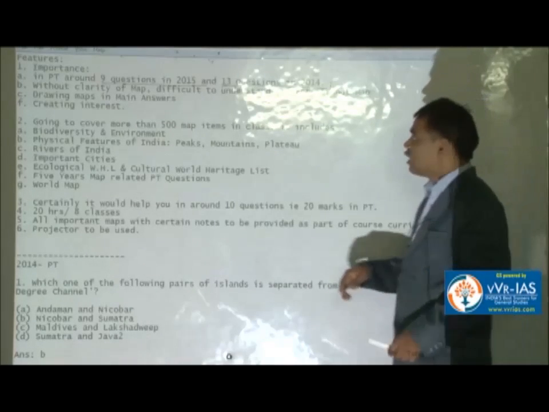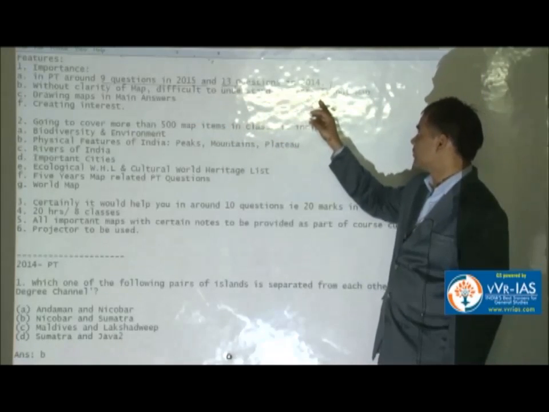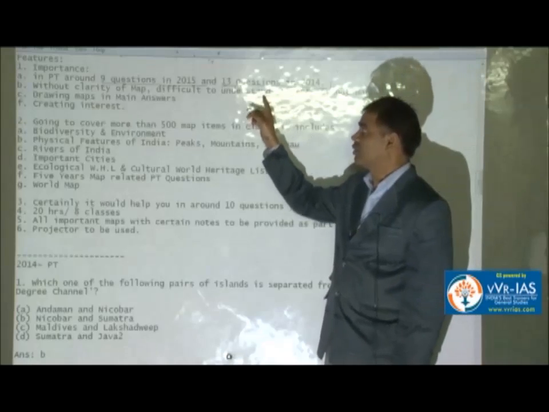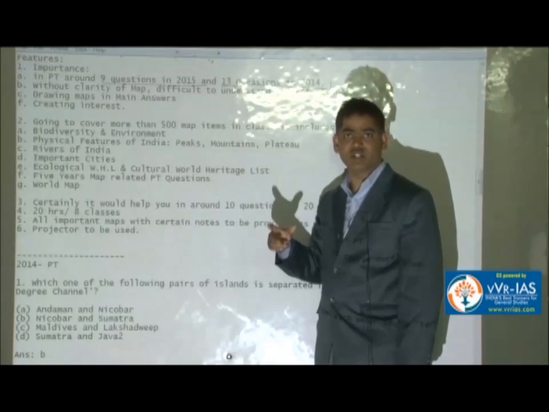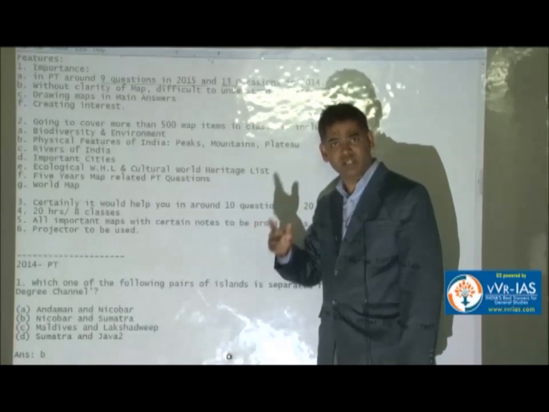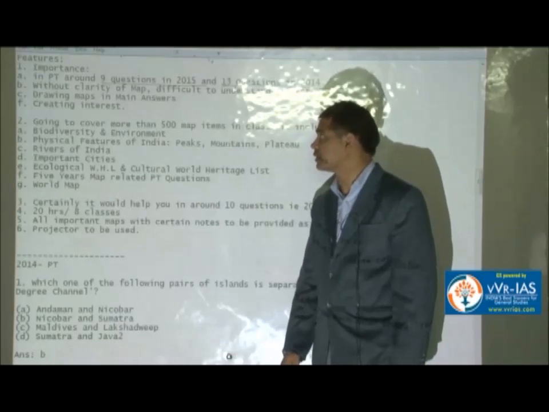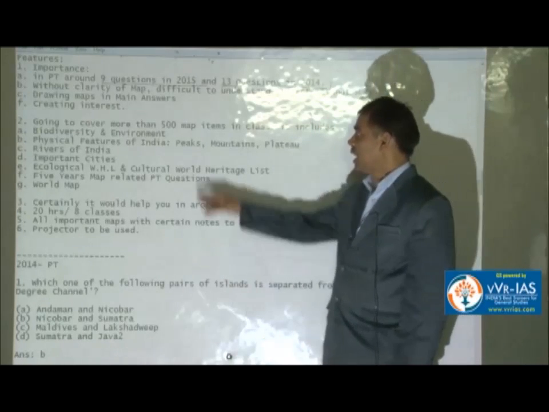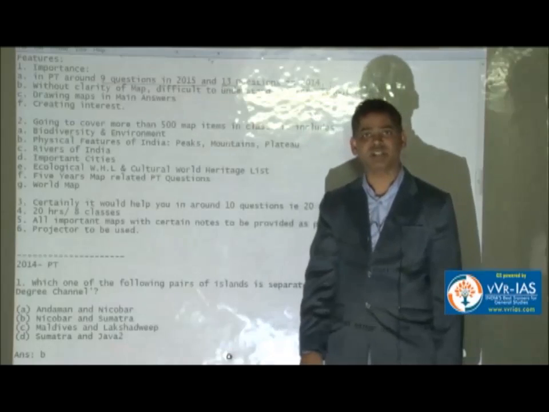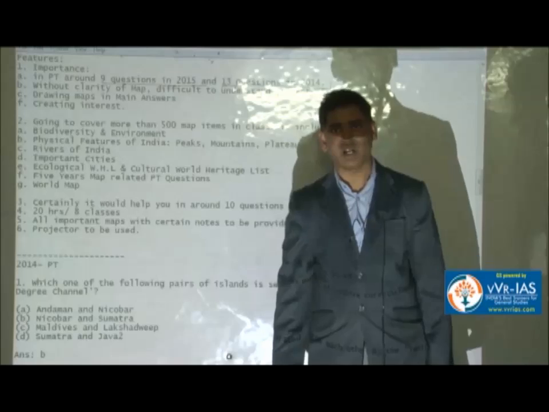Now, without clarity of the map, it is very difficult to understand the concept, and hence it is always required to go through the atlas and the geography through map classes, or without class also if you want, then be in continuous touch with the geography through the map concept. Now, drawing the map in the main answer writing could always provide you an advantage over other people.